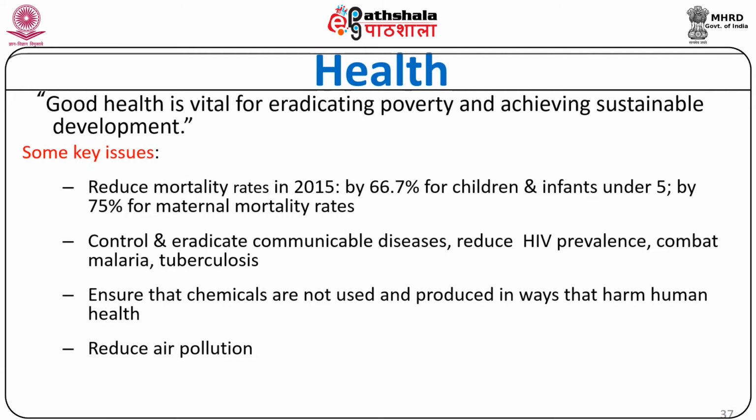Some key issues are to reduce mortality rates by 2015 by 66% for children under 5 and by 75% for maternal mortality rate. Control and eradicate communicable disease, reduce HIV prevalence, combat malaria and tuberculosis, ensure that chemicals are not produced in ways that harm human health, and reduce air pollution. In fact, in the MDGs, our main priority was the reduction of maternal and child mortality and reducing poverty. But the present sustainable development goals are emphasizing the overall development of health and well-being of the population. And that is possible only if a clean environment is ensured for each and every person.